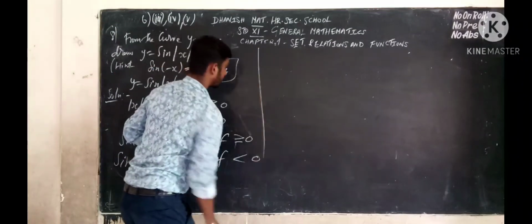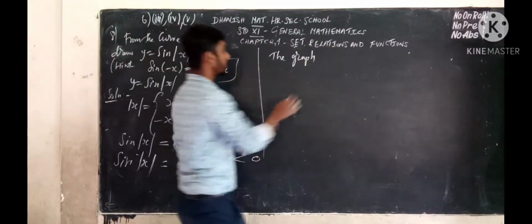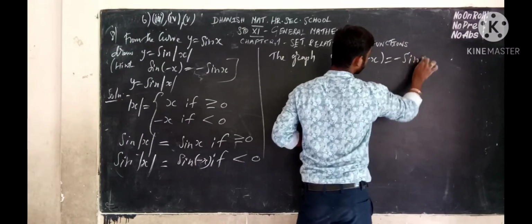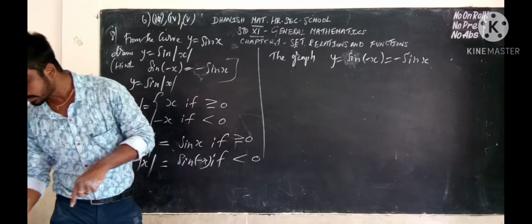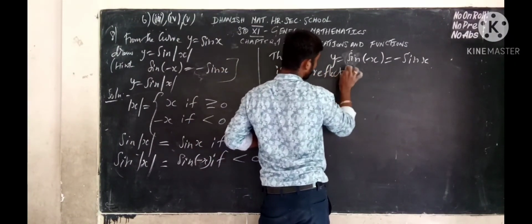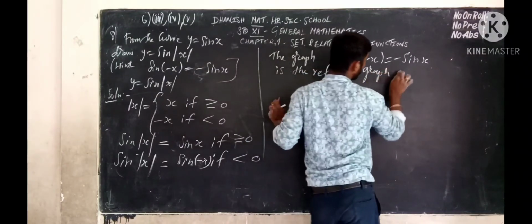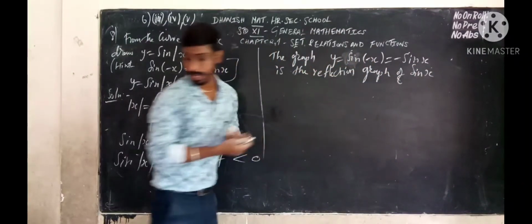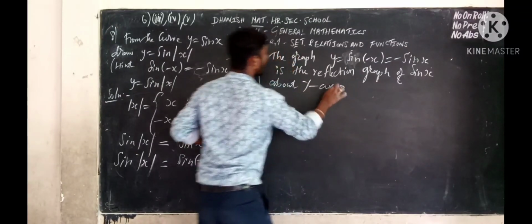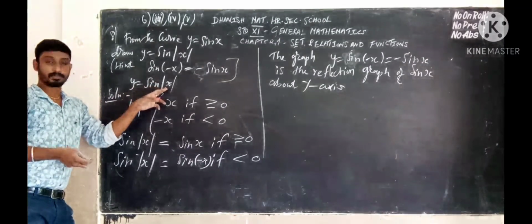The graph, let's write the condition here. The graph y is equal to sine of minus x, equal to minus sine x, is a reflection graph of sine x about the y axis. What is the condition here? Modulus of x means that it consists of plus x and minus x.